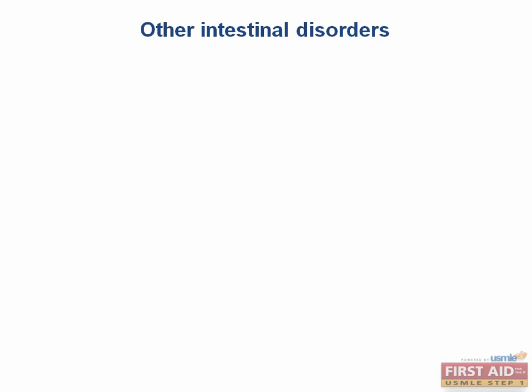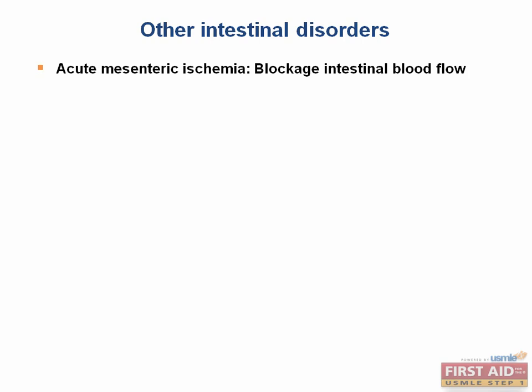Now we've got a slide with a number of different intestinal disorders for you to be aware of. First up is acute mesenteric ischemia, which is a blockage of intestinal blood flow. This can be an embolic occlusion of the SMA, which leads to small bowel necrosis. The typical exam finding is disproportionate abdominal pain to physical exam findings. Patients will complain of extreme pain, like a 10 out of 10, but on physical exam, it doesn't seem to elicit much of a response.